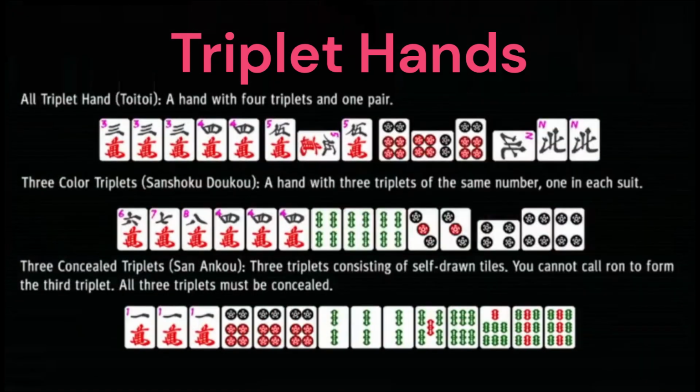The last type of basic open hand you can make are known as triplet hands, where you will be rewarded for making as many triplets as possible. If all your melds are a triplet, then you will be awarded the all triplet hand known as Toi Toi. If you make the same triplet in all 3 suits, you'll get the 3-color triplet hand. And if you are fortunate enough to hold 3 triplets in your hand without them being open, you'll be awarded the 3 concealed triplets Yaku.